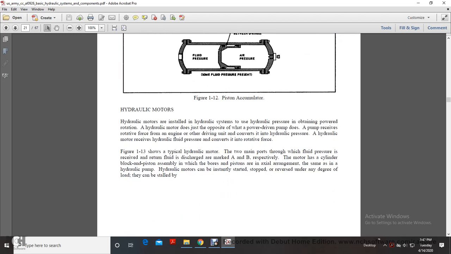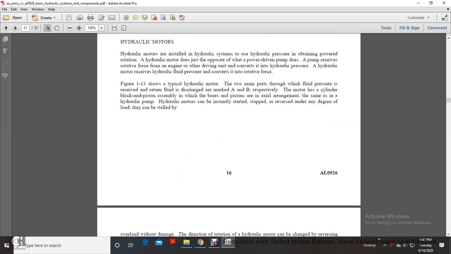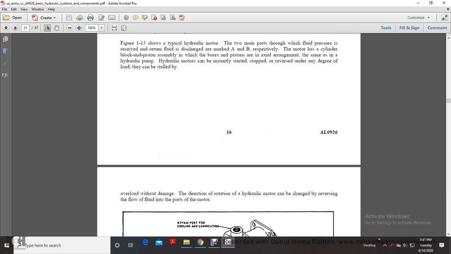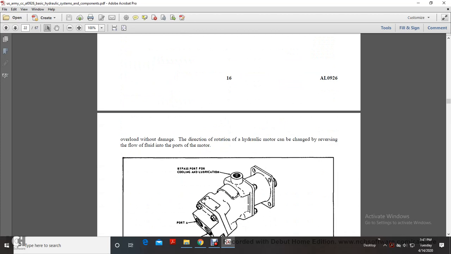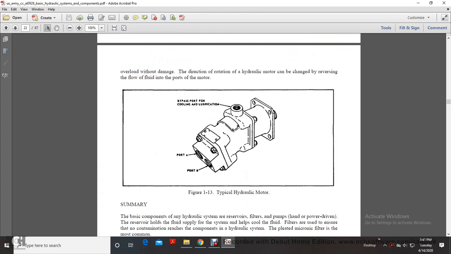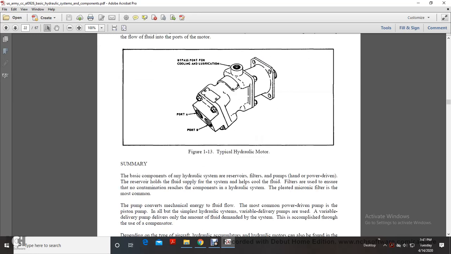Figure 113 shows a typical hydraulic motor, with two main ports through which fluid pressure is received and returned, or discharged, marked A and B respectively. The motor has a cylinder block and piston assembly with bores and piston arrangement, the same as in a hydraulic pump. Hydraulic motors can easily be started, stopped, and reversed under any degree of load. They can be stalled by overload without damage. The direction of rotation of a hydraulic motor can be changed by reversing the flow of fluid into the ports of the motor. The motor has a bypass for cooling lubricant between port A and port B.